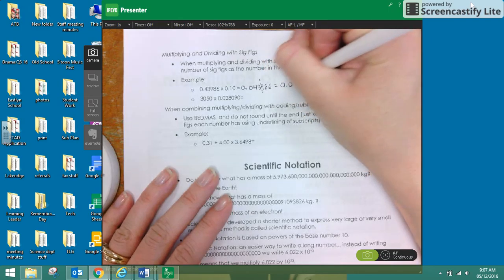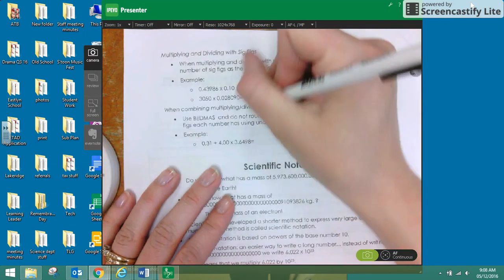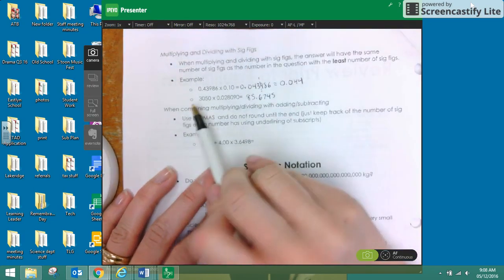So 0.044. And then do the next one on your calculator. And I got 85.6745. And then count your sig figs.